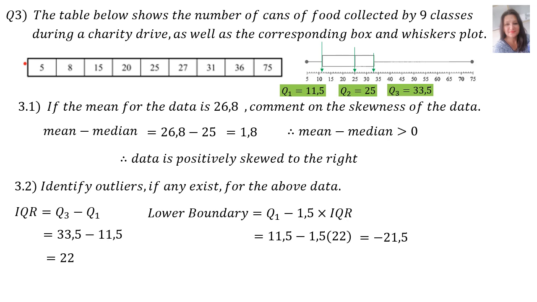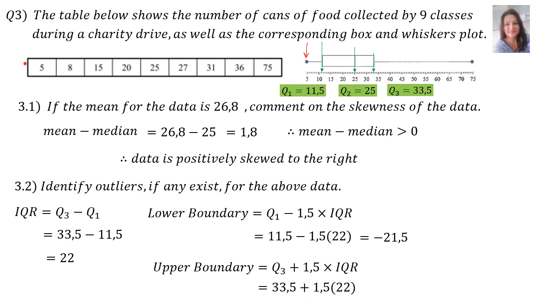So when you go to the data, you will see that your lowest value was 5. So that one is not an outlier. And then our upper boundary is Q3 plus 1.5 times the interquartile range. Therefore, it's 33.5 plus 1.5 times the interquartile range, and the answer is 66.5. And if you go to your data, your highest value is 75, so that's way out of the upper boundary. Therefore, 75 is indeed an outlier.